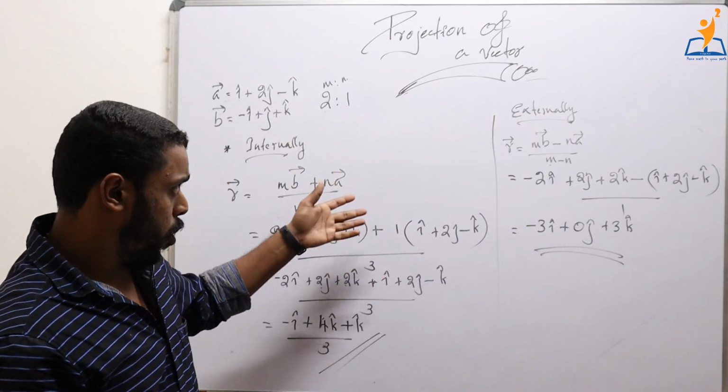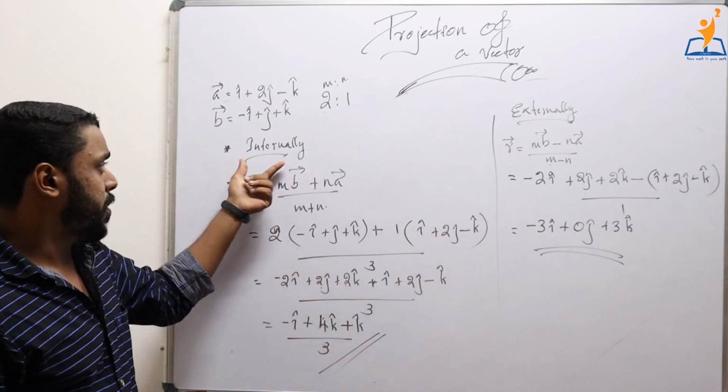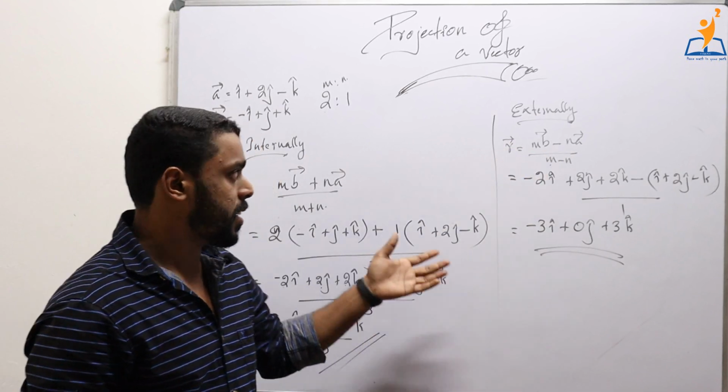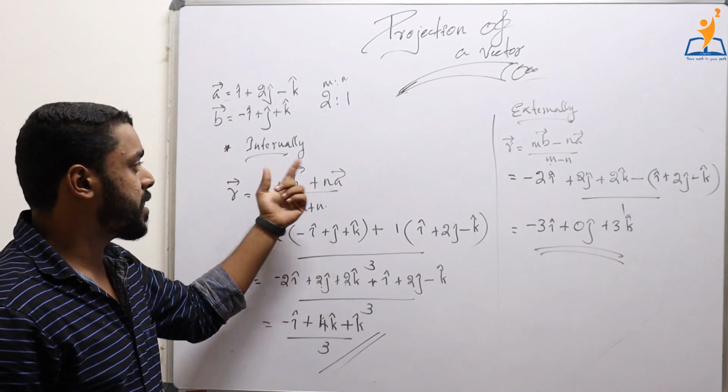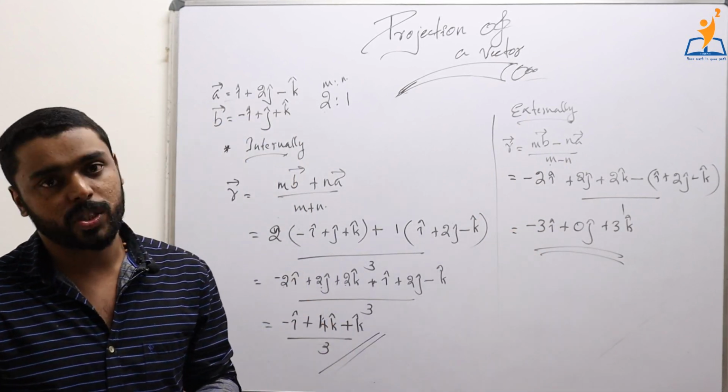So I hope you understood what the position vectors are when the division is internal as well as when the division is external. The only difference is in these two formulas. If you know these formulas, you can easily find the position vectors.